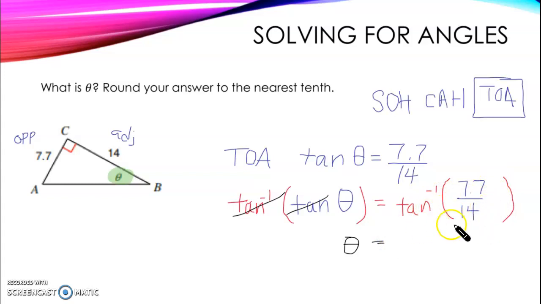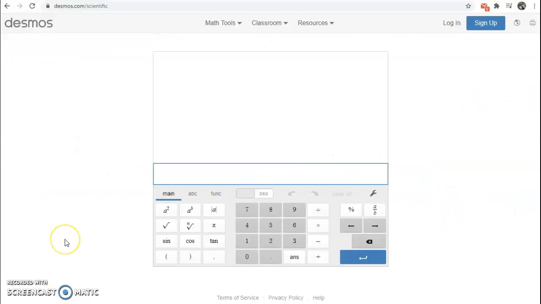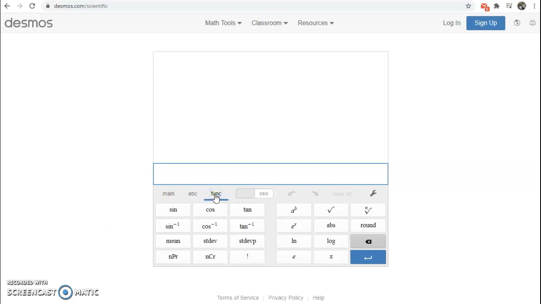Now, how do we actually do this in a calculator? I would encourage you to go to desmos.com/scientific to find this specific function. Now, there is this button on some phones and definitely some other scientific and graphing calculators. But this is a free one that you can use online. So again, desmos.com/scientific. And the inverse tangent function button is actually under this Func tab right here. And then we can see that inverse tangent is located right there.